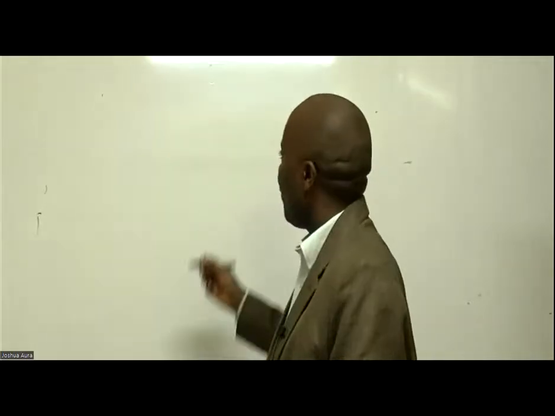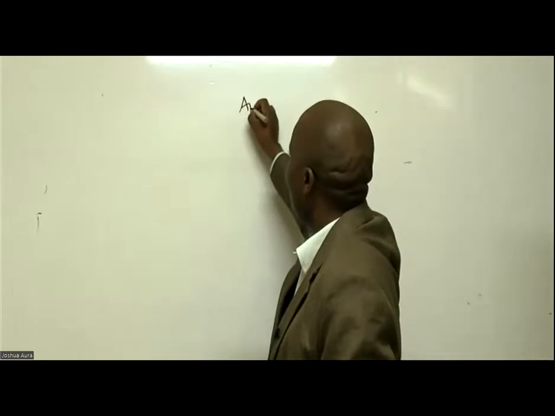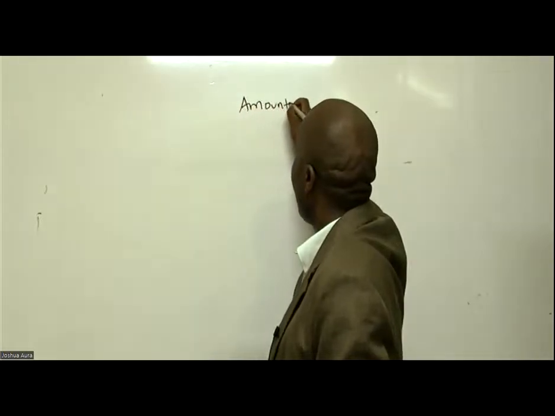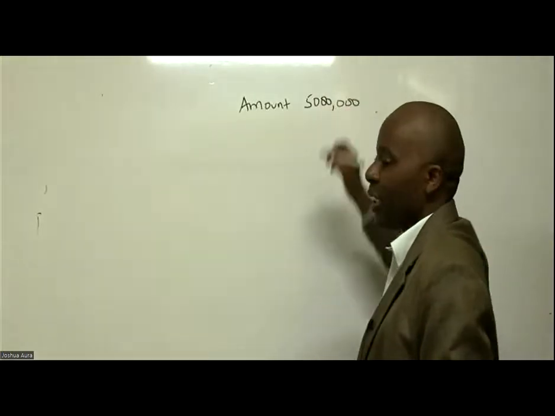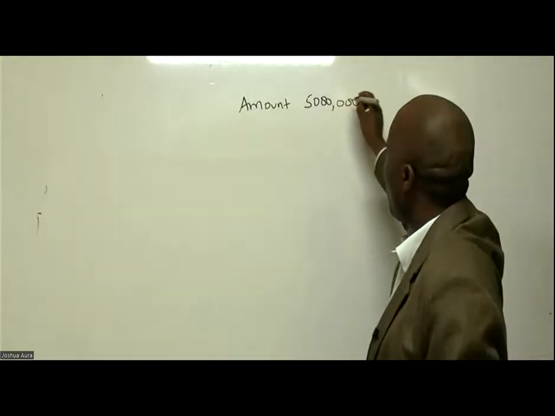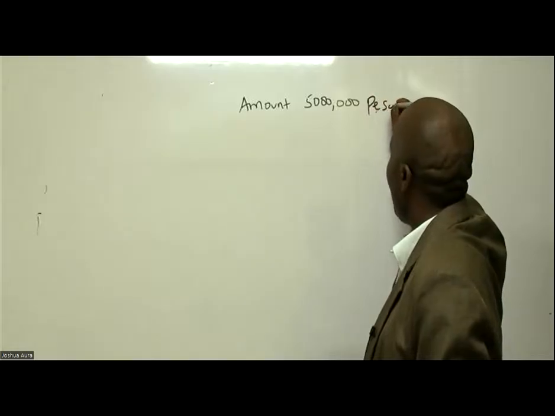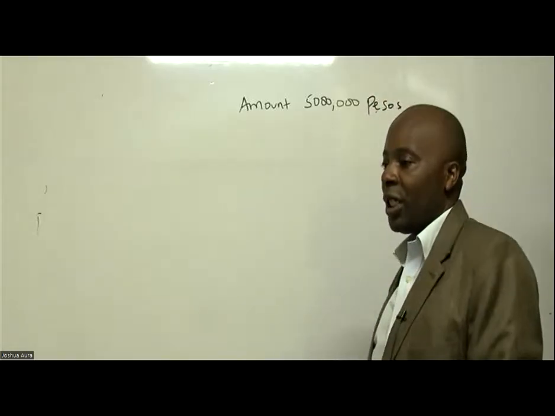So we have the amount. How much have they given us here really? The amount is 5 million. The amount is 5 million pesos.